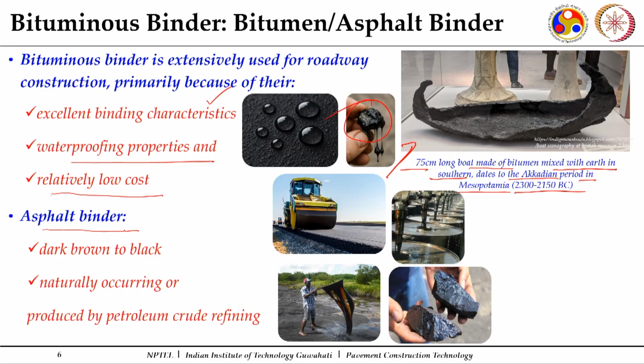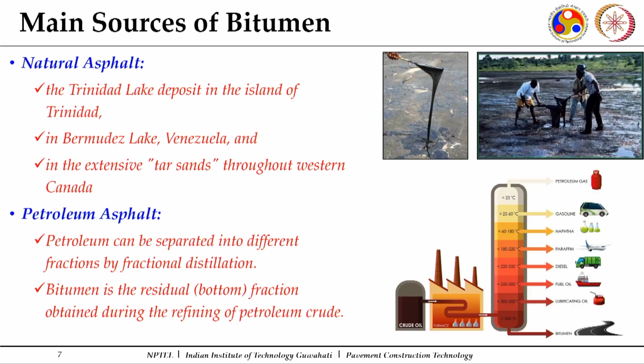Now, we have asphalt binder. This is another term which is used for bituminous binder, dark brown to black in color, naturally occurring or produced by petroleum crude refining. You can see this is a natural lake where natural asphalt is coming up. Well beneath the earth's surface, due to the pressure, there are certain lakes, like Trinidad Lake, where this is getting produced also. This is that example. This is Trinidad Lake where you can see they are producing it.